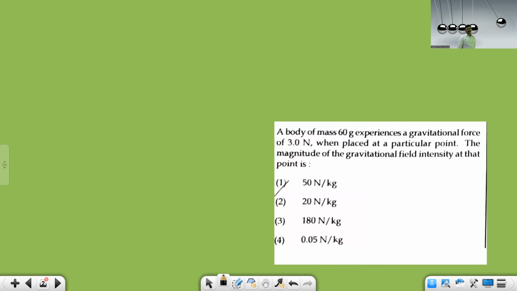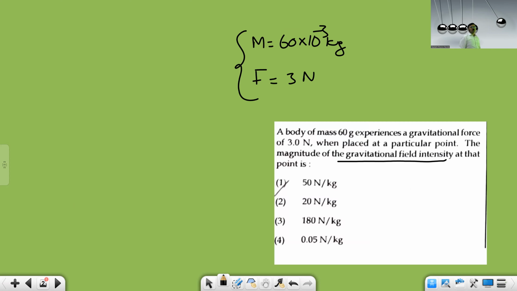Next. Here they're asking us to find the gravitational field intensity. This is also a 2022 NEET question. A body of mass 60 grams, that is 60 into 10 power minus 3 kg. Converting gram to kg, we know 1 gram is equal to 10 power minus 3 kg, and force is equal to 3 Newton. From these two, they are asking us to find the gravitational field intensity.